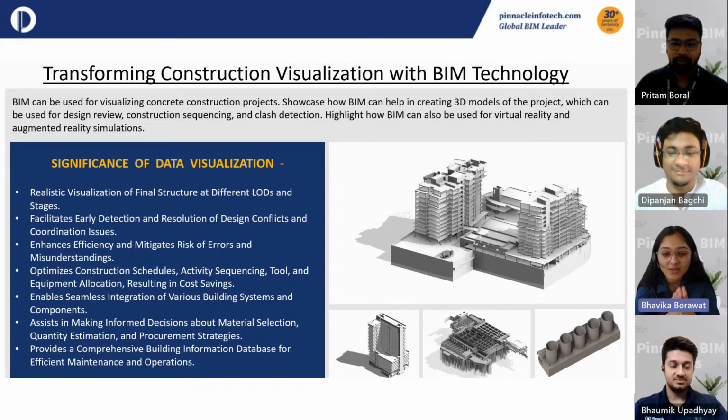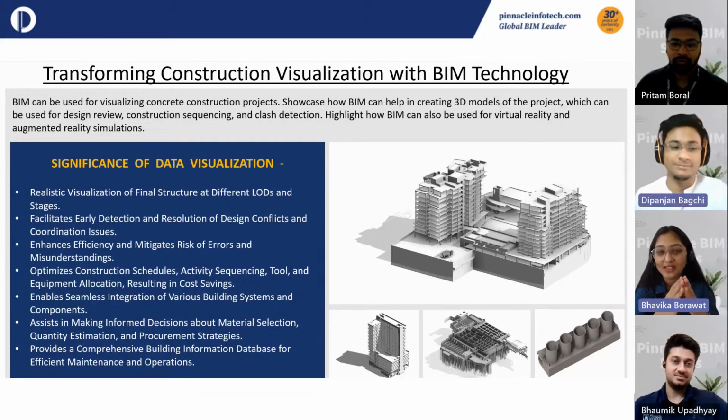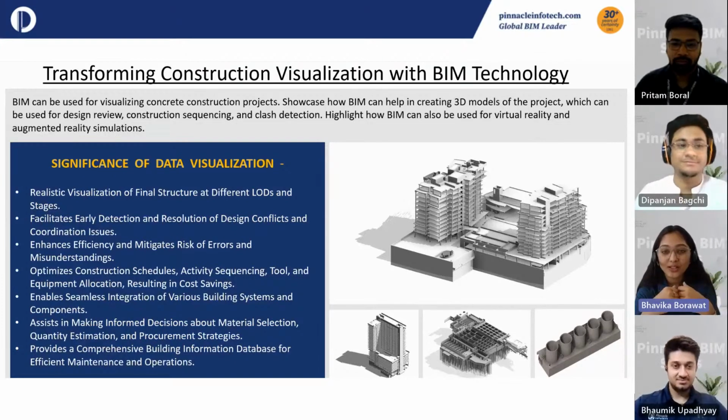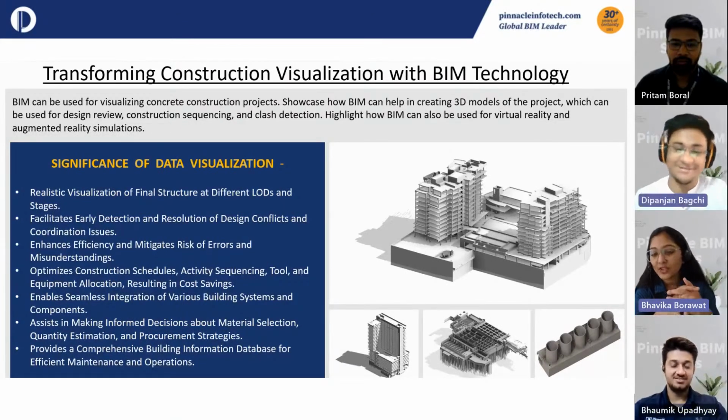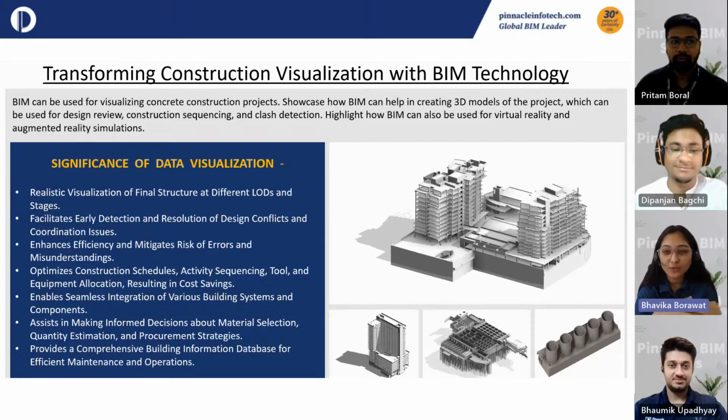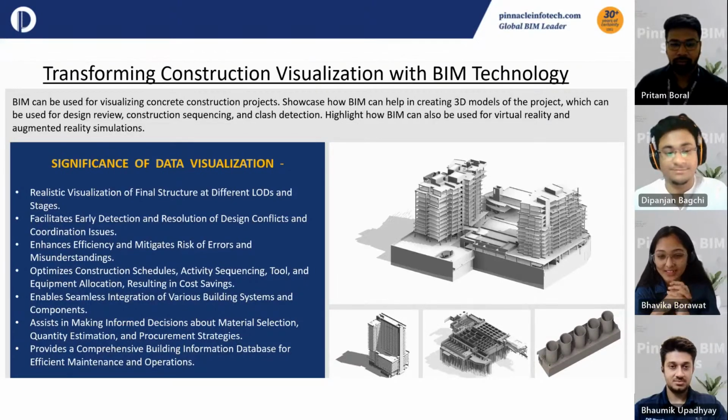And apart from that, we also have early detection and resolution of design conflicts. So we have a 3D model, and it's way easier to navigate through it and identify design conflicts and issues instead of managing all the 2D files. It also enhances efficiency and mitigates risk of errors and misunderstanding. So on site, there are multiple files over there, and instead of shuffling through all the documents, it's easier to go through a 3D model on site as well. We have certain technologies that I'm going to discuss on later slides, but for now, it's just this one.